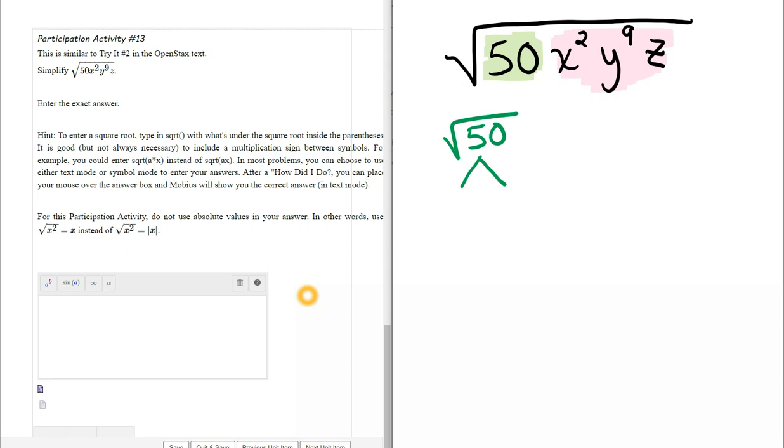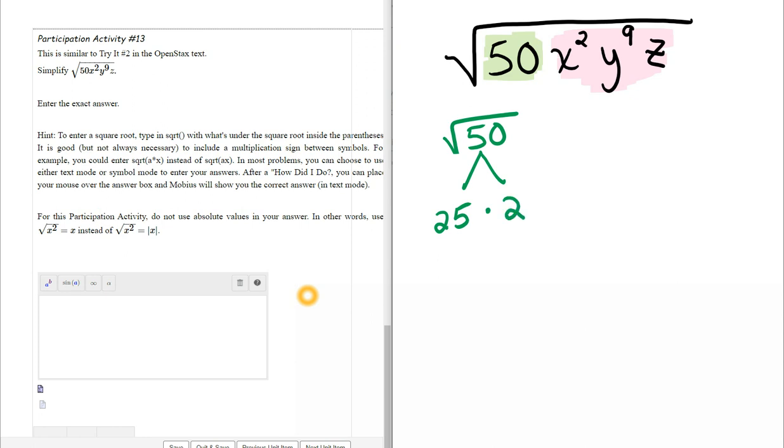Now, there are a lot of factors that multiply to be 50, and most people think of 5 times 10. But the problem with 5 and 10 is I can't take the square root of 5. I can't take the square root of 10. Neither one of those is a perfect square. So that pair is not helping me. So I'm going to go with 25 times 2.